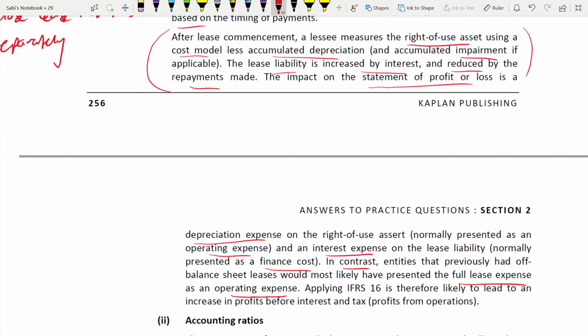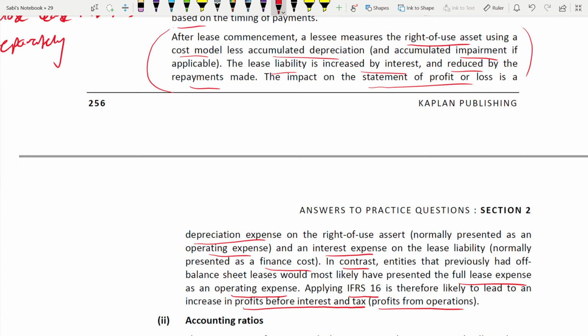But under IFRS 16, it's not like that. Some of the costs are under operating expense, some of the costs are under finance cost. Because of that, profit before interest and tax will be higher now. Interest you will deduct later now, but before that it will be higher. Because under operating expense, you are not taking everything. The finance cost is separate, operating expenses already including depreciation expense. Okay, which is also known as profit from operation. This is likely to be higher under IFRS 16.